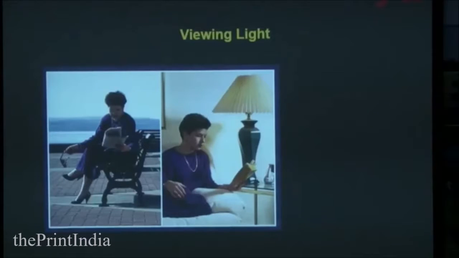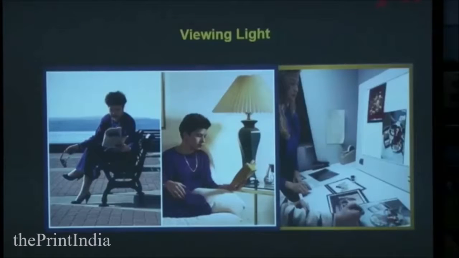The light under which we view should be controlled light. Otherwise the light gives different types of colors. See on the left, this is highly bluish light, this is yellowish light. So the colors are going to look different. So there has to be some controlled lighting to judge colors.